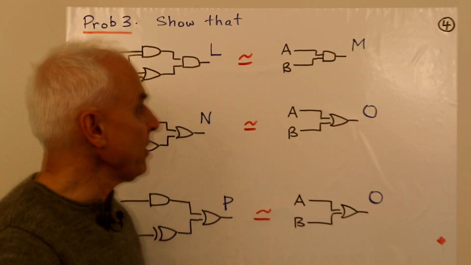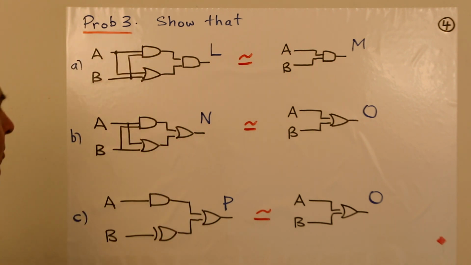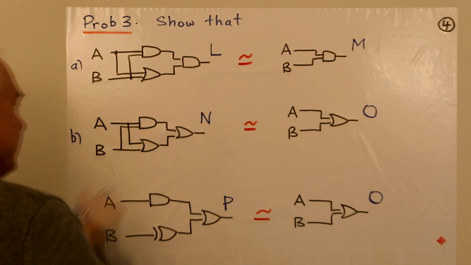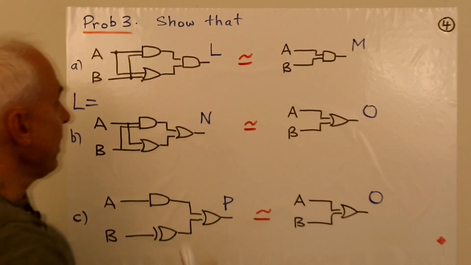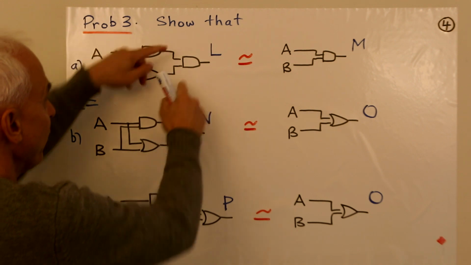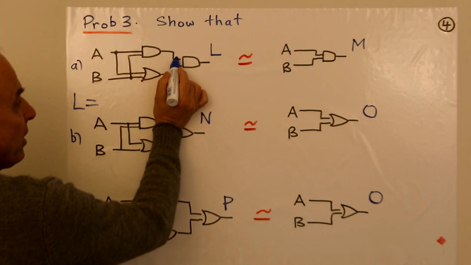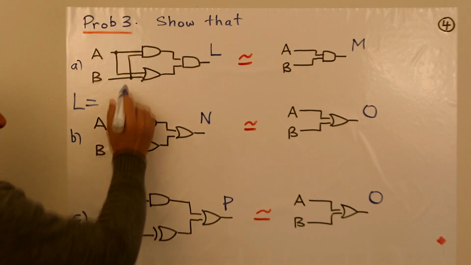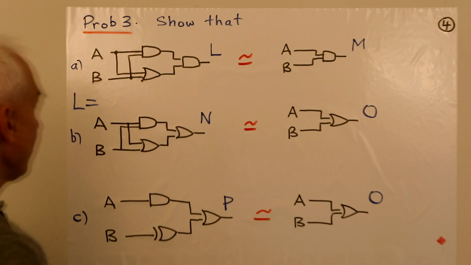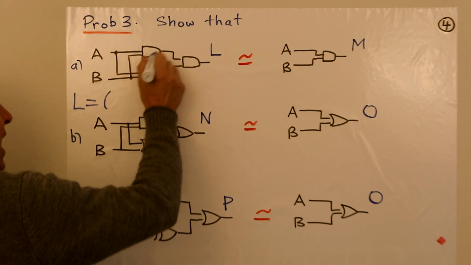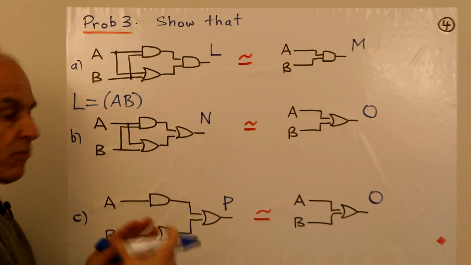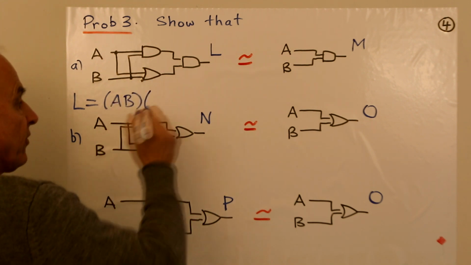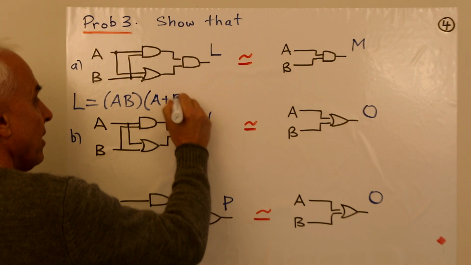Okay, so problem 3, we have some more equivalences to show. So let's have a look at the first one, A here. We have this output L. Let's see if we can write down an expression for L. So L is obtained by an AND gate here. And the two inputs are what? Well, the top input here is the AND of A and B, and the bottom input is the OR of A and B. Okay, so we're taking the AND of A and B, that's just AB. And we're taking the product, because an AND is like a product, of this OR. What is an OR? It's A plus B plus AB.